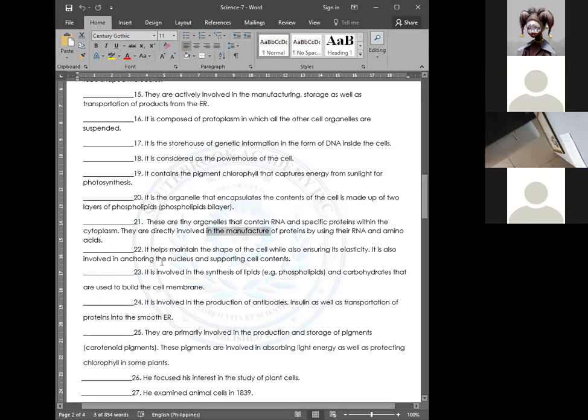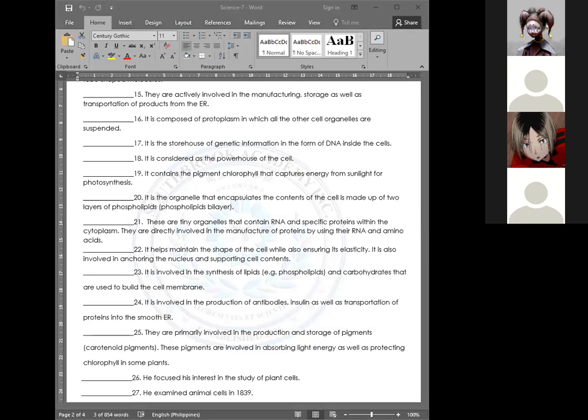It helps maintain the shape of the cell while also ensuring its elasticity. It's also involved in anchoring of the nucleus, and supporting cell contents. It is cytoskeleton. Again, cytoskeleton.